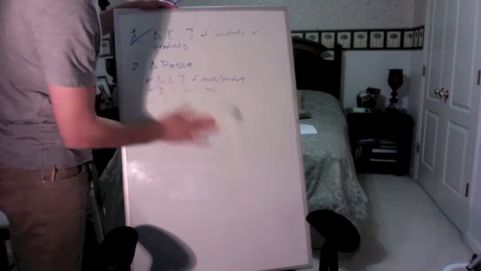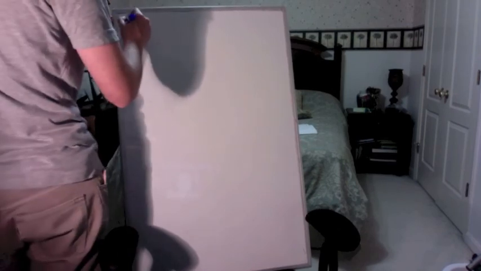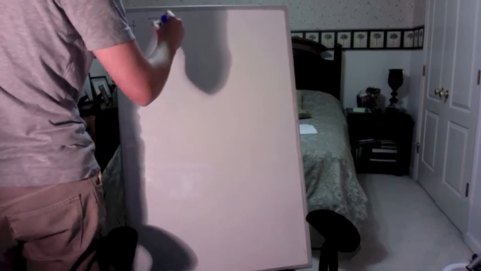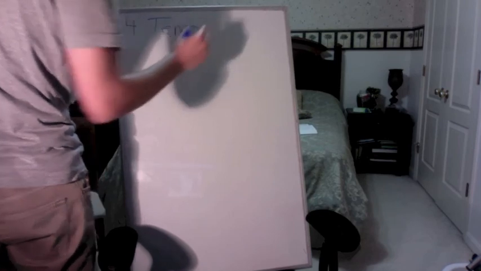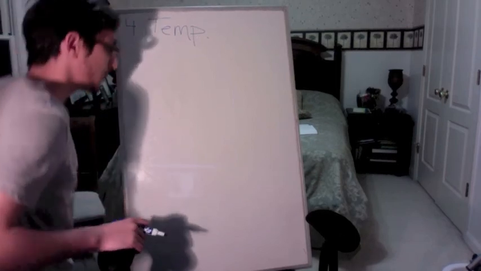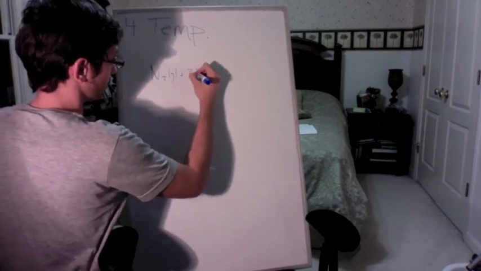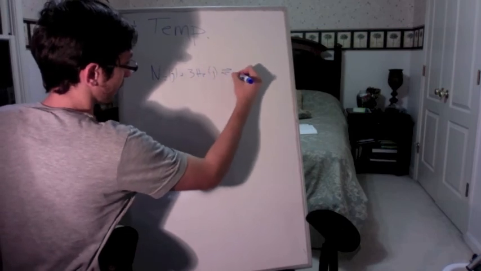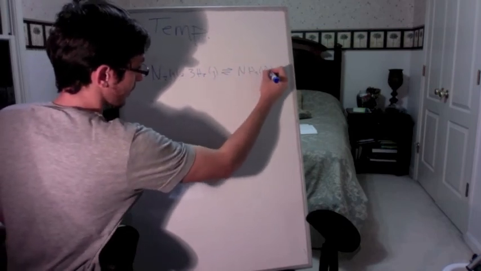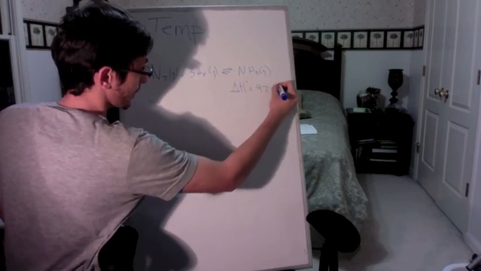And there's one more part of it that we need to discuss, and that's how it relates to temperature. So number 4, temperature. For temperature, we're going to be looking at the reaction for the Haber process, N2 plus 3H2 going to NH3, and this is an exothermic reaction, about 92 kilojoules.